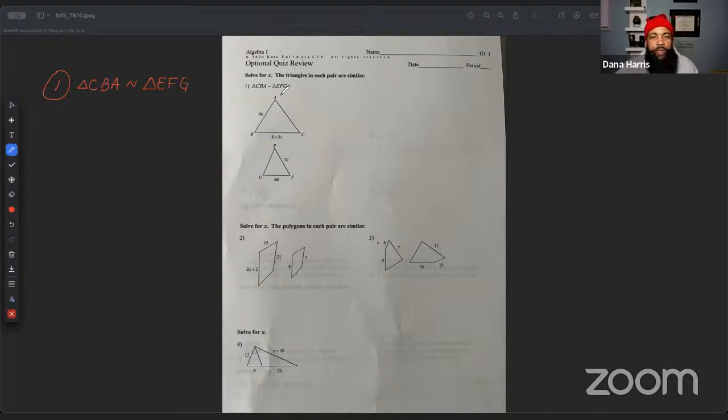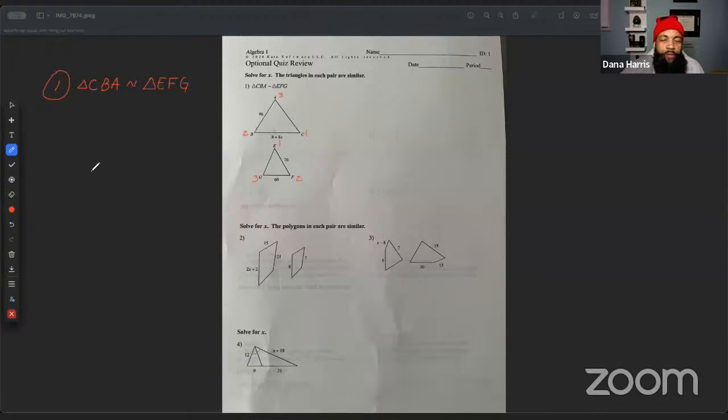Now, when we look at these different triangles, I want to start with C. I'm going to say C is 1, B is 2, and A is 3. Then I want to label EFG the same way, so E being 1, F being 2, and G being 3. Well, you might say, Mr. Harris, why did I do that? Because I want to make sure that in this similarity statement, remember, those sides and those angles are proportional.